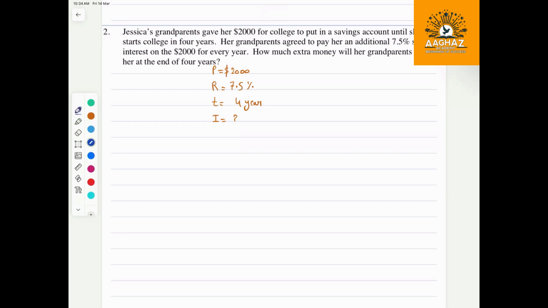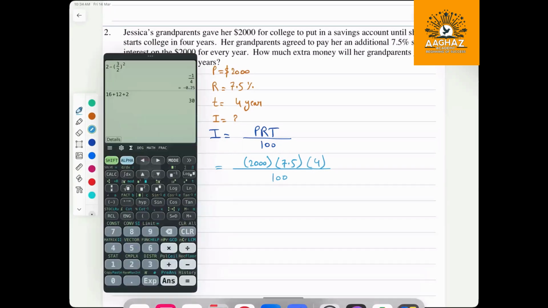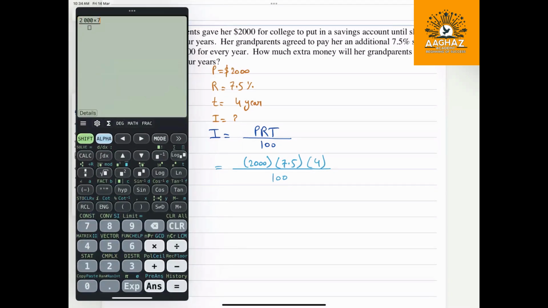So now I will use a formula, I is equal to PRT over 100. Now P is 2000, R is 7.5, time is 4 years, over 100. So this one is the formula. And now I will find the answer by calculation. So 2000 multiply 7.5 multiply 4 over 100.